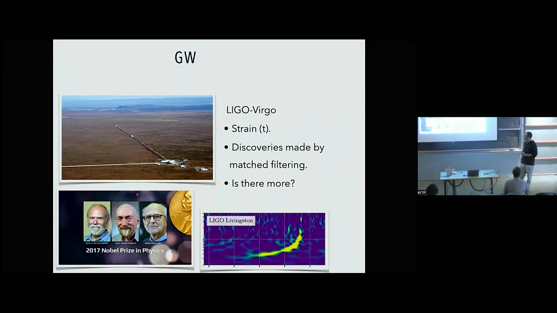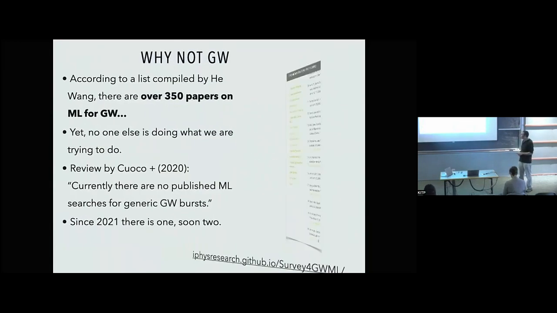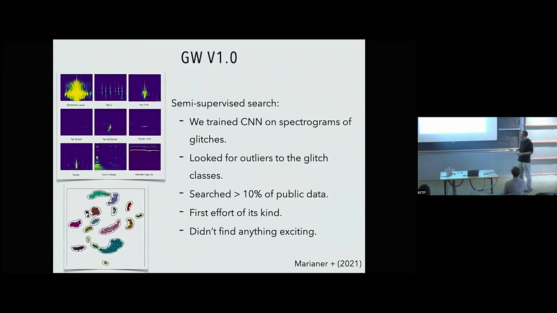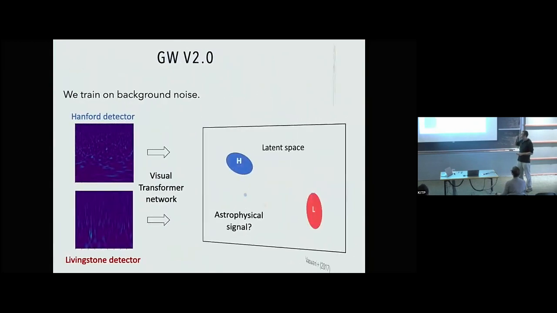One of the thoughts we had and started working on is gravitational waves. Two detectors in LIGO detect very small changes in the gravitational field, enough to find these mergers. They find them by matched filtering, because when you know what you're looking for, this is the best way to do it. But can we do better with machine learning? Given the time, a good reason not to do it is that many people are doing machine learning on gravitational waves, but we're the only ones doing what we're trying to do now.